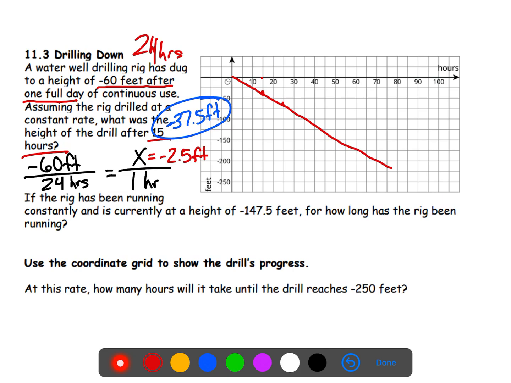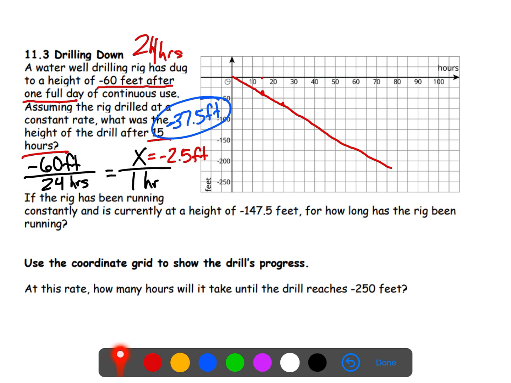We don't want to use this in calculating anything. We want to actually calculate to be precise. But this gives us an idea if we're kind of in the ballpark of where that drill would be after a certain number of hours. Because the next question says, if the rig has been running constantly and is currently at a height of -147.5 feet, for how long has the rig been running? Now that's almost -150 feet. And if we look at our proportional relationship, that's about 50 hours. So we need an answer that's close to that to know that we're in the right ballpark.